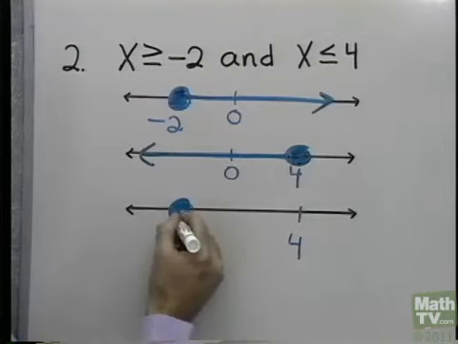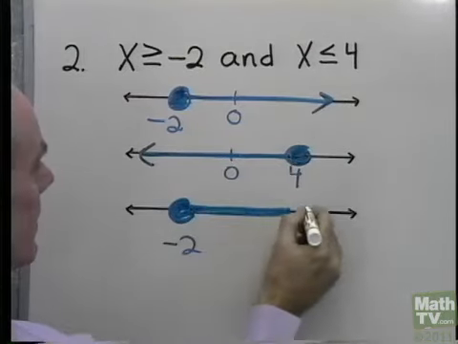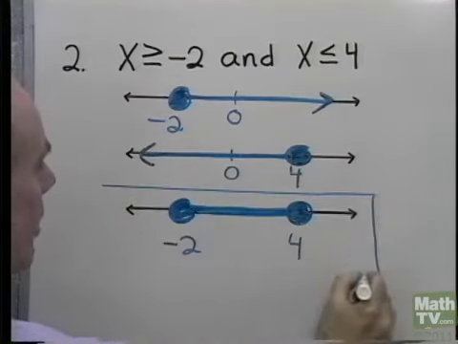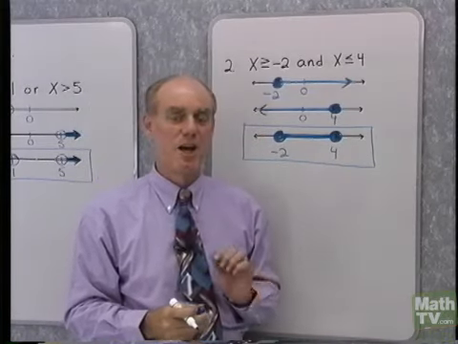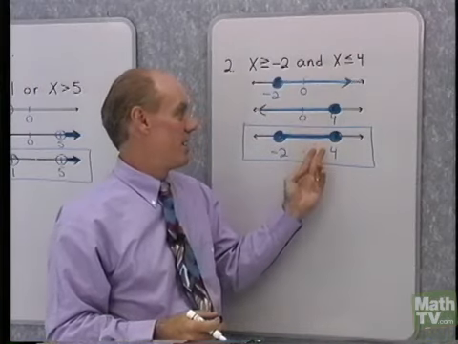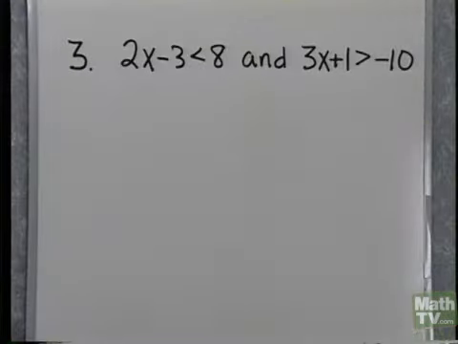It goes from -2, including -2, up to and including +4. So here is the graph of all the numbers on the number line that are both greater than or equal to -2 and also less than or equal to 4. So when my connecting word is and, I graph what's in between there. Let's look at one more of these problems.